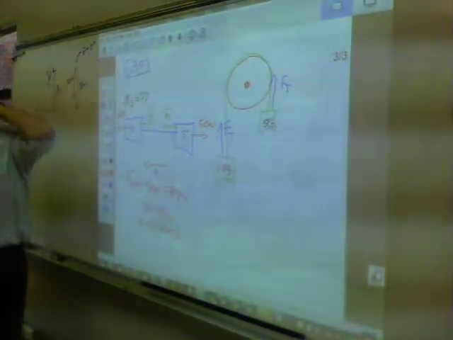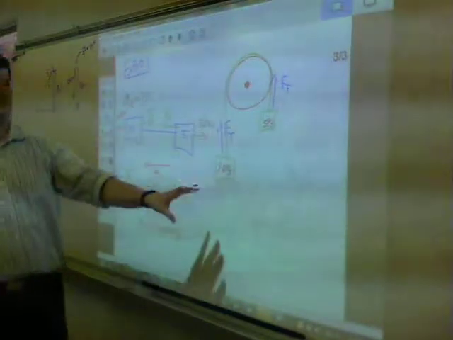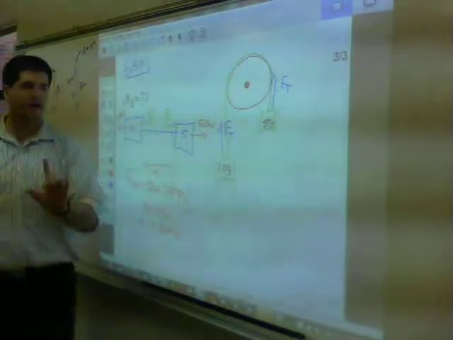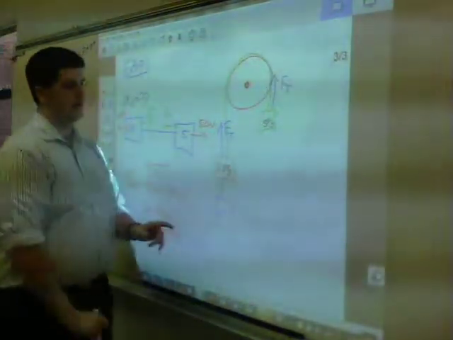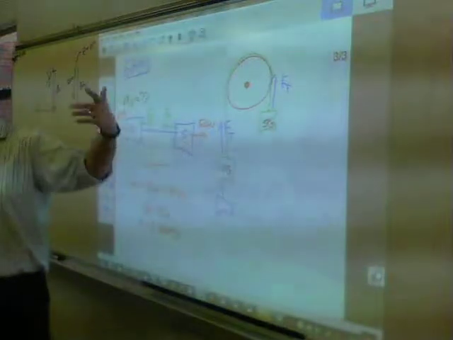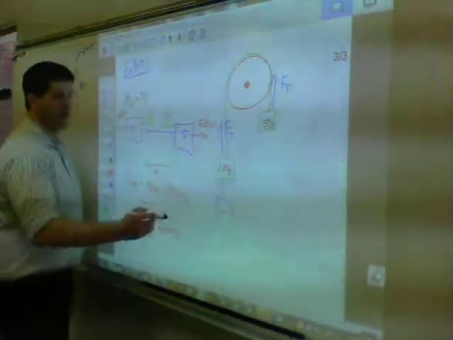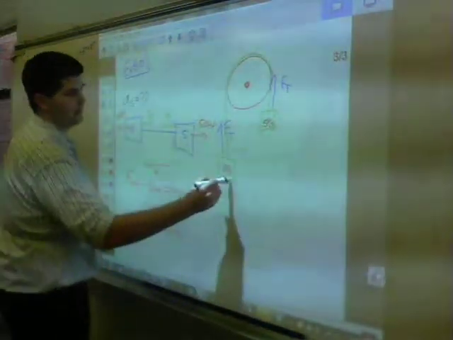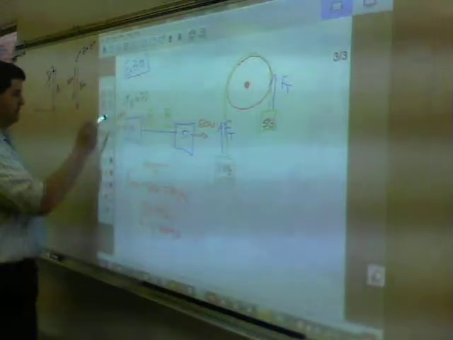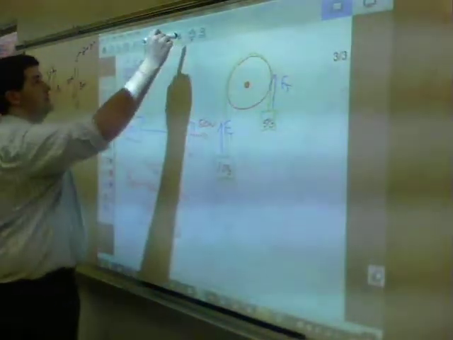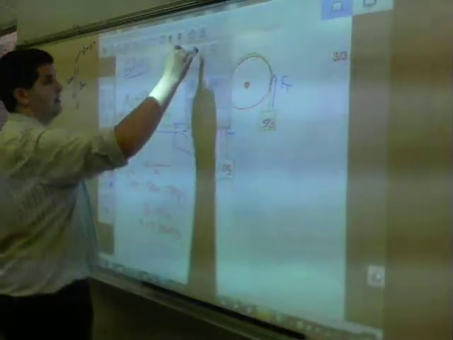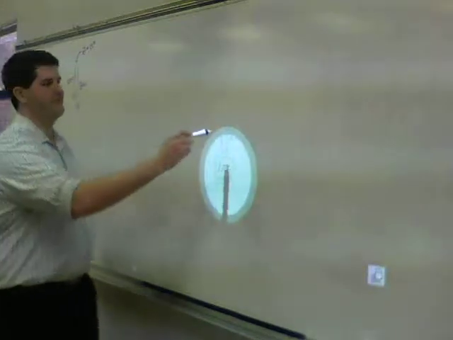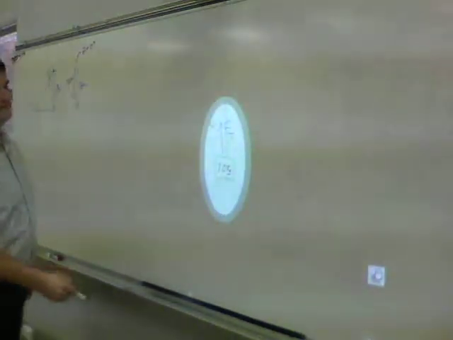Generally, if you have more than one block, you always want to pick the block that only has one string on it. Like if we had another one down here, you would want to use the bottom block because there's only one tension to contend with. But now, this whole thing just becomes an elevator problem. So let's zoom in on one block.